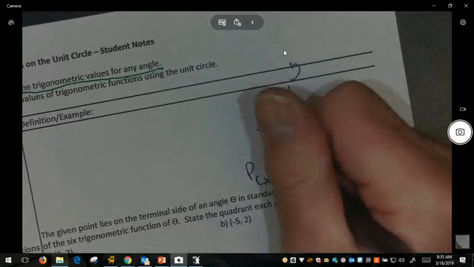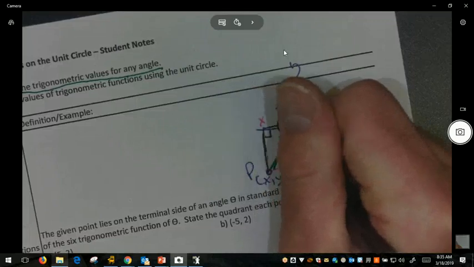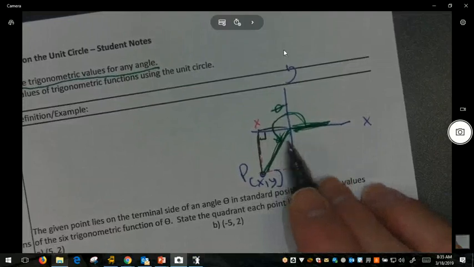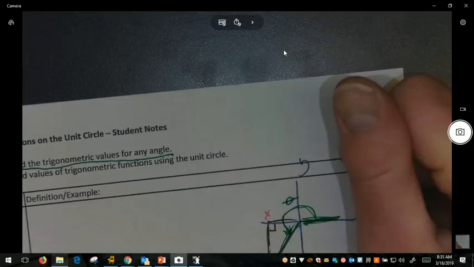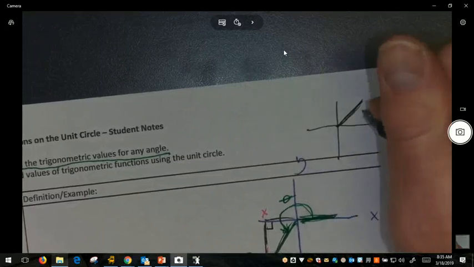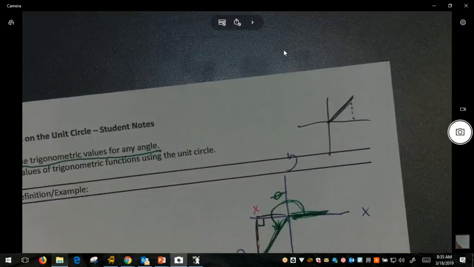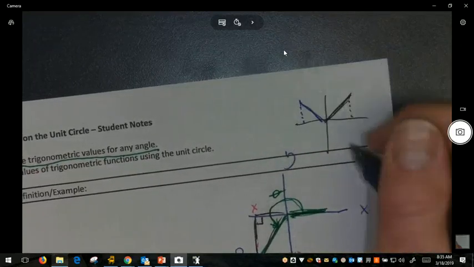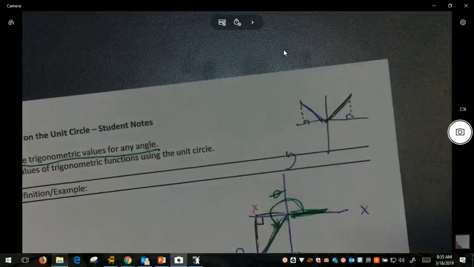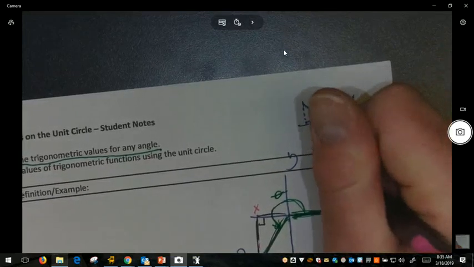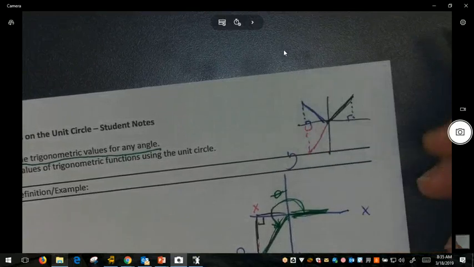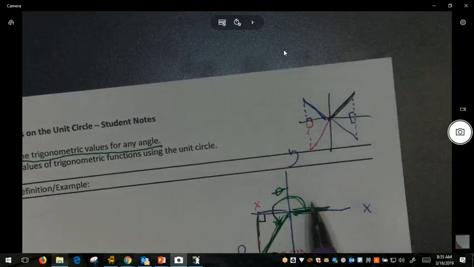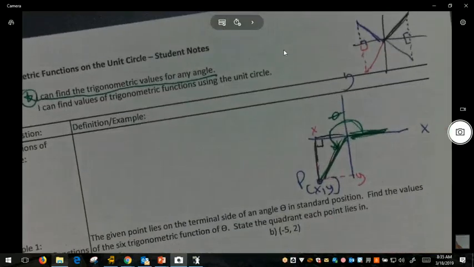It creates this right triangle with the negative x-axis. We always want to look at the angle it makes with the x-axis. So if it's in quadrant 1, we have our terminal ray, we drop a line down. If it's in quadrant 2, there's our terminal ray, we drop a line down to create our right triangle. If it's in quadrant 3, we have our terminal ray, we pull a line up to the x-axis, and if it's in quadrant 4, again we pull a line up to the x-axis, creating these right triangles.